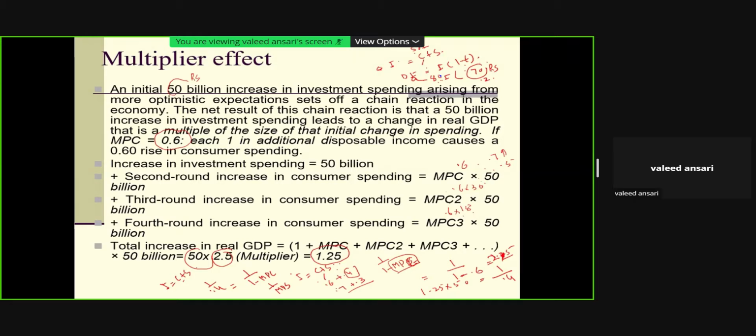Then because of that, what may happen? Again a chain effect may be created. So this is for expansionary. It may be contractionary also. Whenever government cuts down, it will have the opposite effect of that.